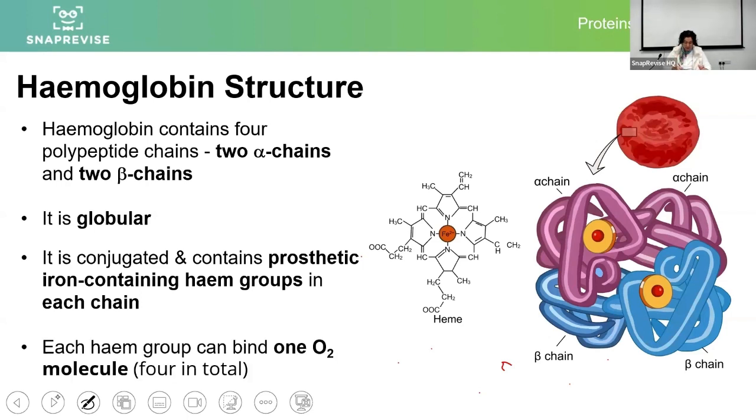Each heme group can bind to one oxygen molecule. And since there are 4 heme groups, 1 on each polypeptide chain, each hemoglobin molecule can bind 4 oxygen molecules in total. Again, for those of you not taking chemistry, 1 molecule and atom of oxygen are not the same. Sometimes they try to catch you with that.